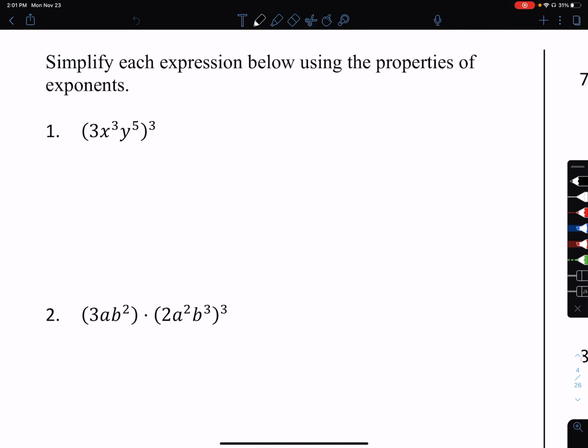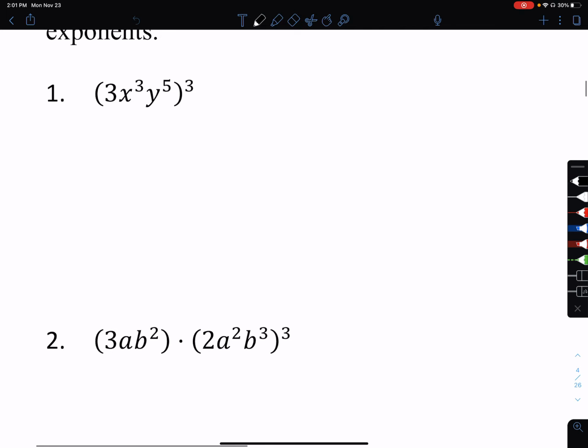We're still in note 7.1. I believe this is the third video. It was to simplify each expression using properties of exponents. Simplify would mean we want to make sure that we get rid of any parentheses, and if we have the same base in more than one location, we want to consolidate it.